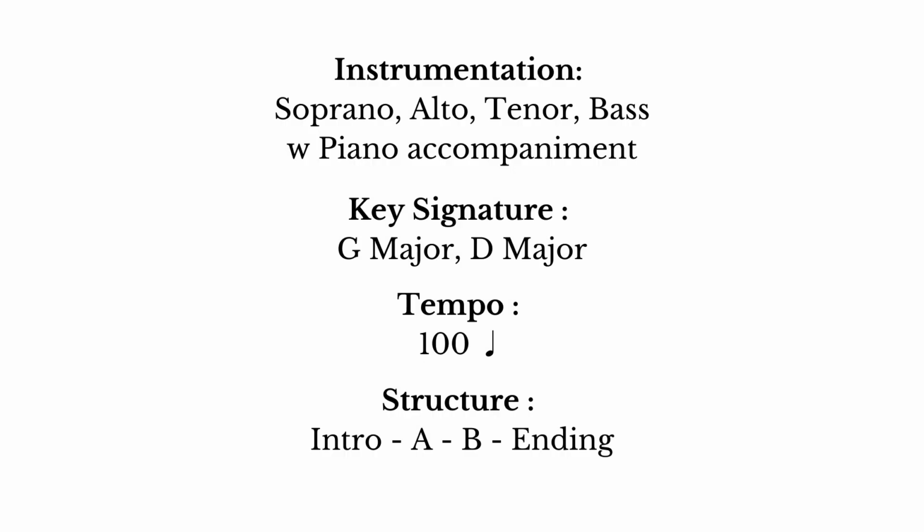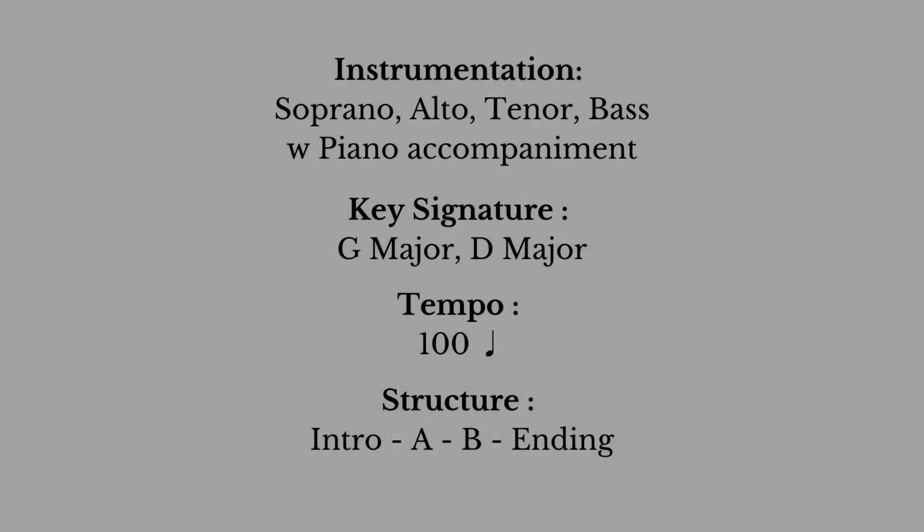Before I explain the process, I'd like to point out the features of the arrangement. The arrangement follows the classic soprano, alto, tenor, and bass parts, followed by a piano accompaniment. It's in the key of G major, which later on modulates to the key of D major, or in this case, the dominant. It has a tempo of 100 quarter beats per minute, and the structure starts with an intro, A, B, and then ending.